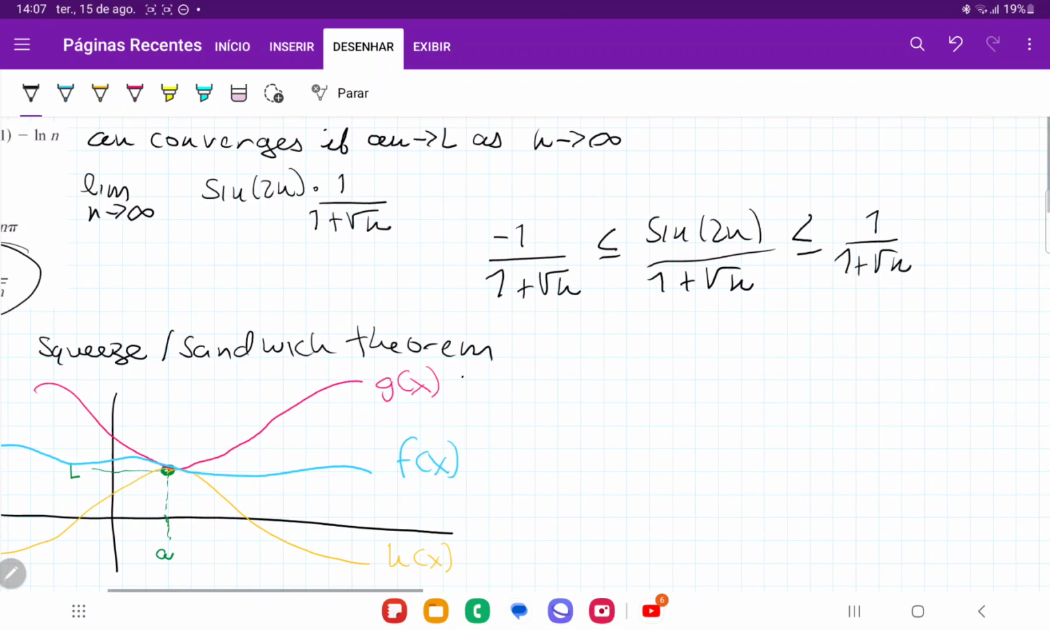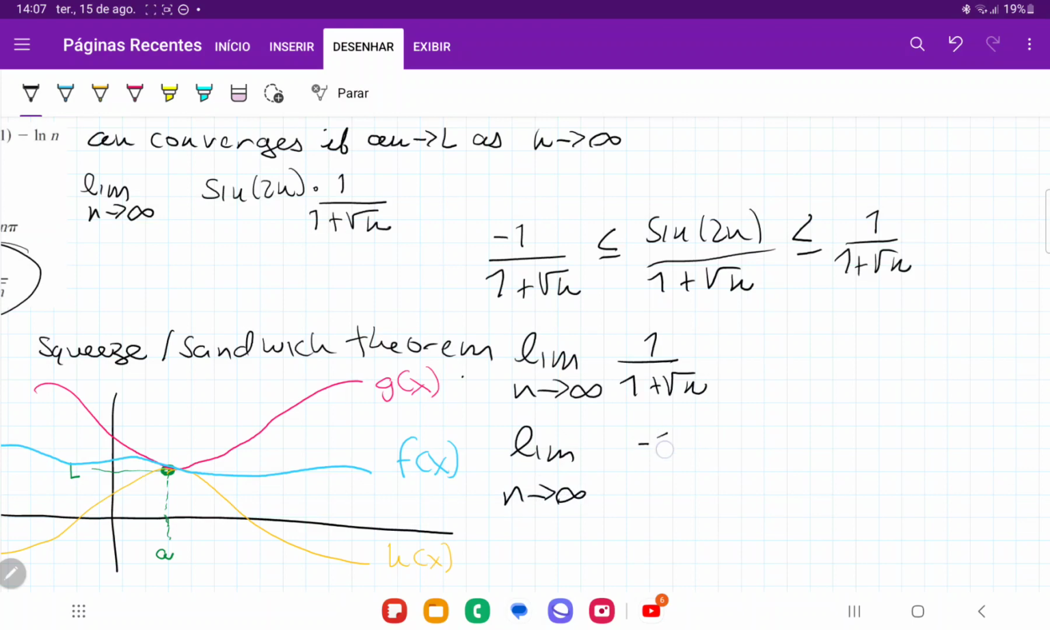So now that we've sandwiched this, we're going to take the limit of 1 over 1 plus root n as n tends to infinity, and the limit as n tends to infinity of negative 1 over 1 plus root n. Well, this just goes to 0, as we've shown previously. 1 plus root n, as n goes to infinity, is infinity, and 1 divided by infinity is 0. Same thing here: negative 1 divided by 1 plus infinity is just infinity, so negative 1 divided by infinity is 0.